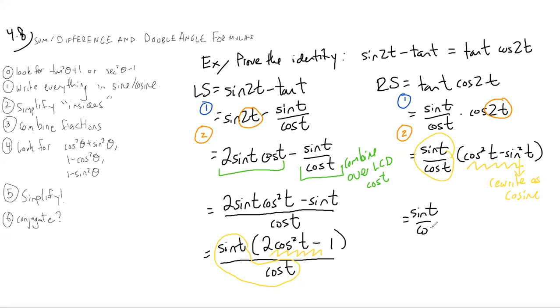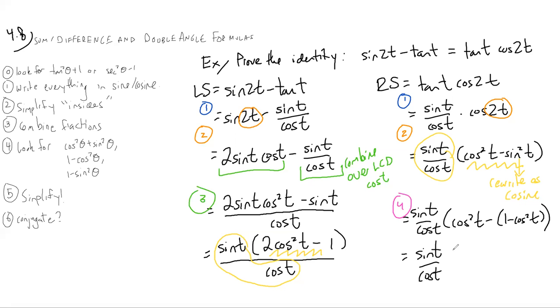So I'll get sine t over cos t, cos squared t, minus, and I'll use that Pythagorean identity, sine squared t is 1 minus cos squared t. That is just the Pythagorean identity, step 4 there. Let me label my steps. Then if you just clean that up, you'll see it is in fact the exact same thing as we have on the left. That's 2 cos squared t minus 1, and I'm done. So that one's proven.